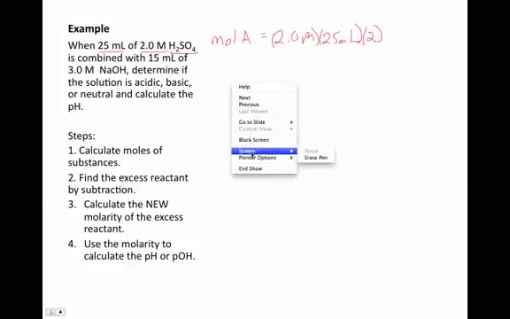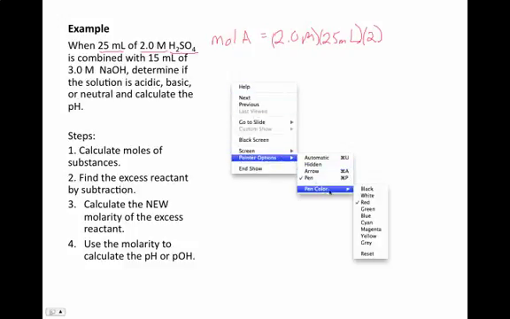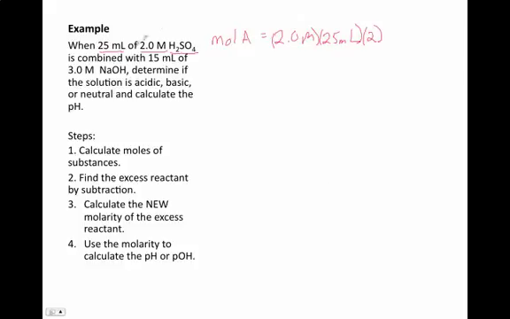And then we're going to do the same thing for our base. So I'm going to underline everything for our base in blue. So our base is the NaOH, and we have 15 milliliters of it, and it's 3 molar. So for our moles of base, our molarity is 3.0 molar. Our volume is 15 milliliters. And our number of hydroxides is 1.